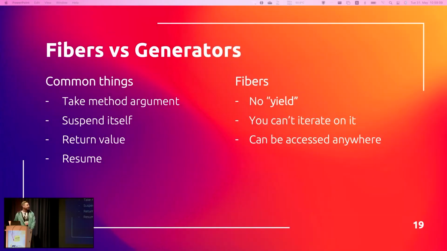So Fibers versus generators: the common things are that they can take methods and arguments, they can suspend themselves, they can return some value, they can resume. However, Fibers have no yield. You can't iterate on them, and they can be accessed anywhere. So if you pass the reference there, you can access it. So that's about Fibers in general, about the theory, and so on.